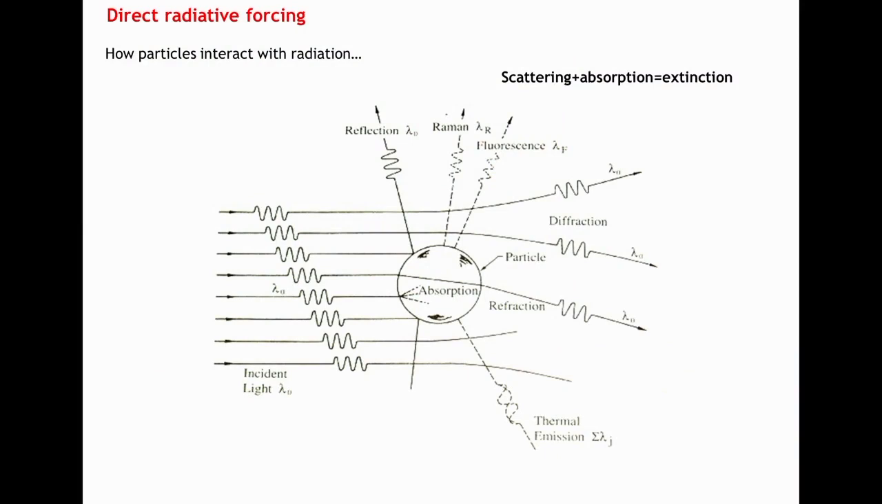So, how familiar are you with the different sorts of radiation and the different forms of interaction of aerosol particles with light? Is this kind of new stuff? Kind of old stuff? It's kind of old stuff. We'll skip through it quite quickly then. So, incident light. Absorption increases the energy inside and you can get a re-radiation of different sorts of light at different wavelengths. You can get fluorescence. How does fluorescence work?